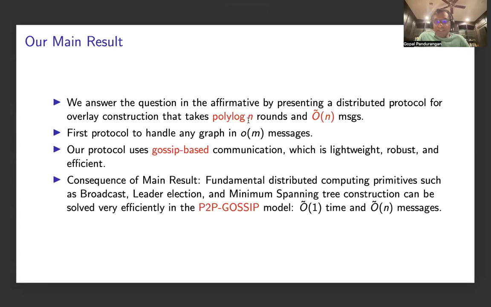As a consequence of this main result, and I won't talk about this too much, you can solve fundamental distributed computing problems such as broadcast, routing, minimum spanning tree, etc., very efficiently in what we call the P2P gossip model. That means you have P2P power as well as the gossip restriction. You can reconfigure, you can change the topology by adding and dropping edges, while being restricted to the gossip-based model. So you can solve all these problems in essentially log n rounds and O tilde n messages. So that's our main result.